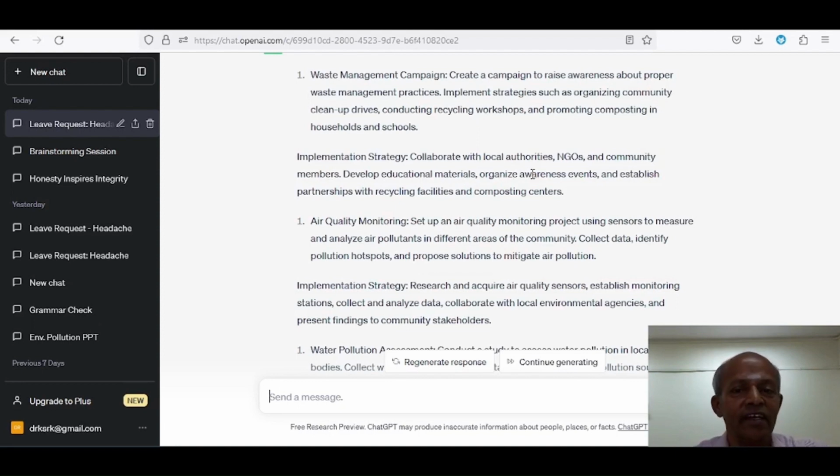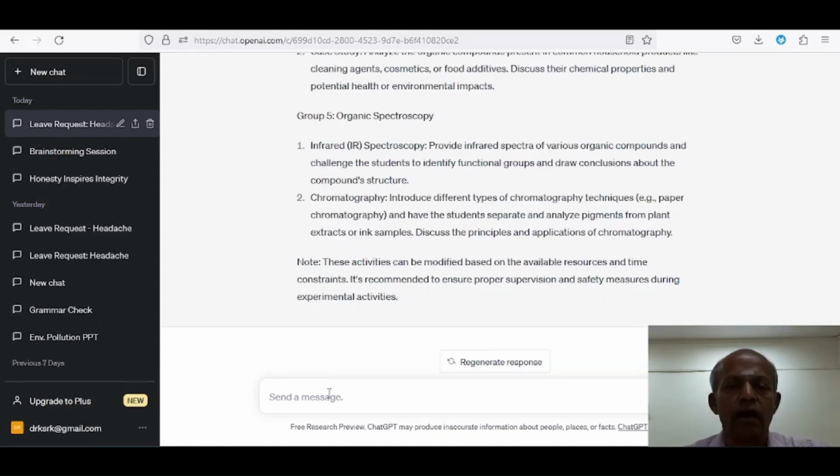So the teacher can directly give the project ideas to the students and the implementation strategy also. So the teacher's work is minimized, and the teacher can get many more ideas also. In that way, ChatGPT is a very good companion for project management. Another application of ChatGPT: it helps us in organizing classroom activities also.